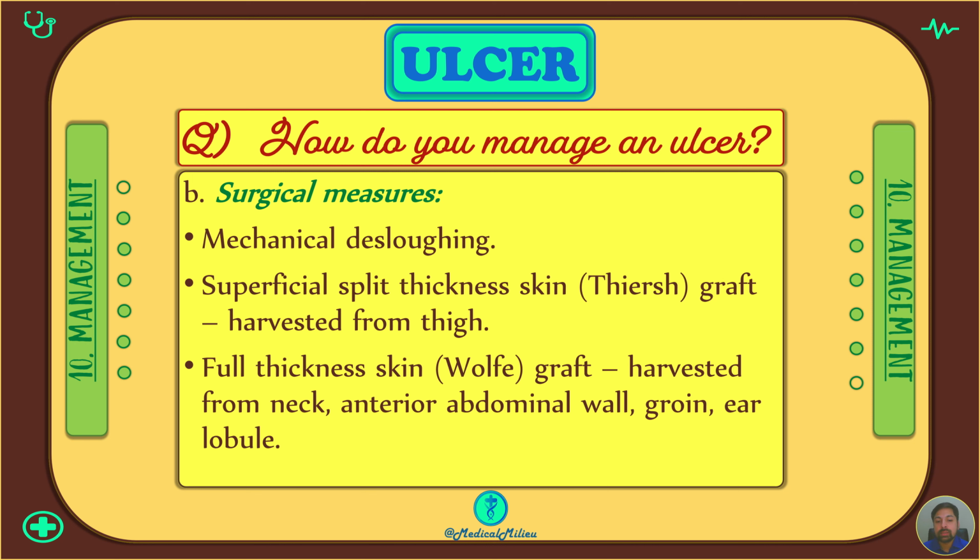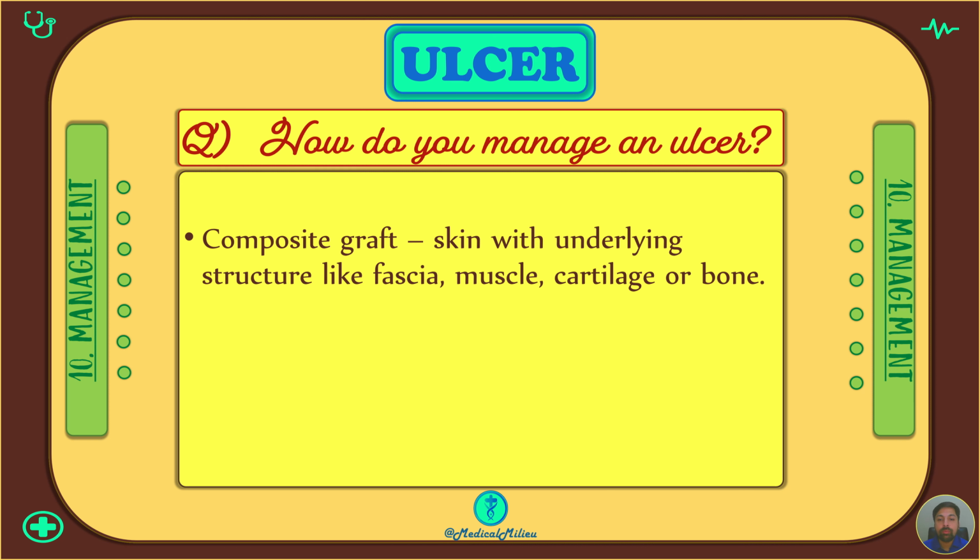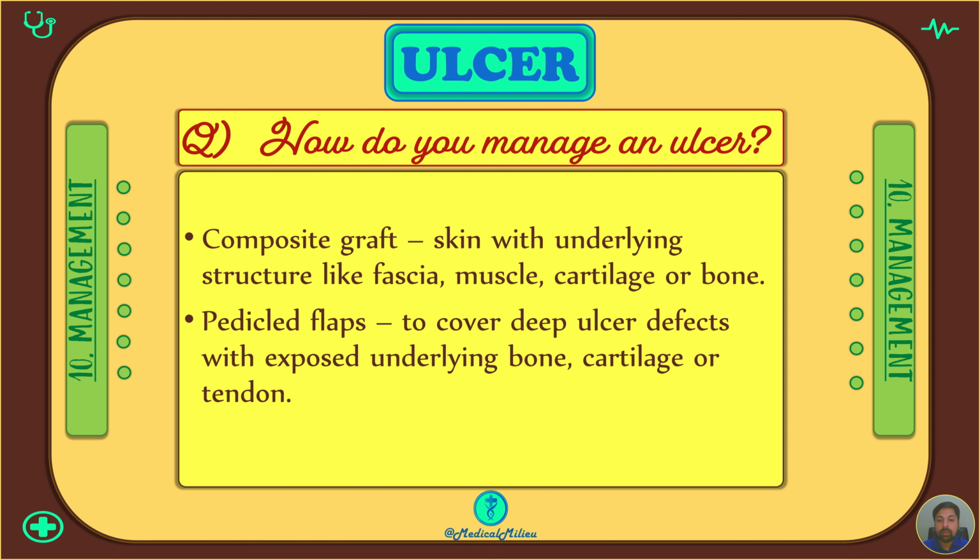Full thickness skin graft, which is also called as Wolfe graft, can be done. It is usually harvested from the neck or the anterior abdominal wall or groin or ear lobule. A composite graft in which skin with underlying structure like fascia, muscle, cartilage or bone is done wherever required, and a pedicle flap to cover deep ulcer defects with exposed underlying bone, cartilage or tendon may be done.